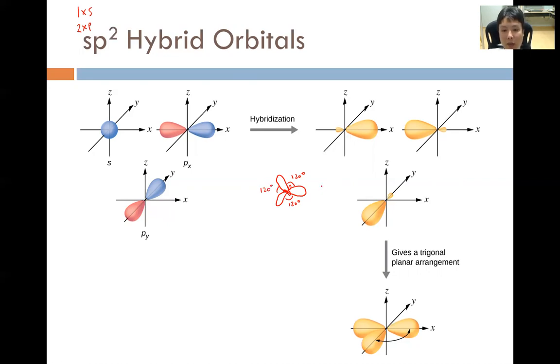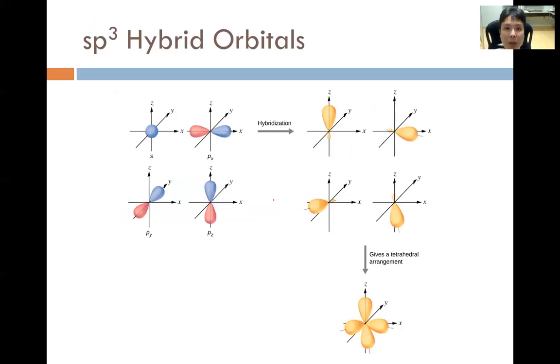So of course, if we overlap with another p orbital or another sp orbital here, and this one overlaps with an s orbital of hydrogen, and the s orbital of hydrogen, we'll be able to create the correct bond angle of 120 degrees. And this is a trigonal planar arrangement. What's the meaning of trigonal planar? Planar means flat. These three orbitals are in a flat plane, and therefore it's a trigonal planar arrangement. This is the sp2 hybrid orbitals.